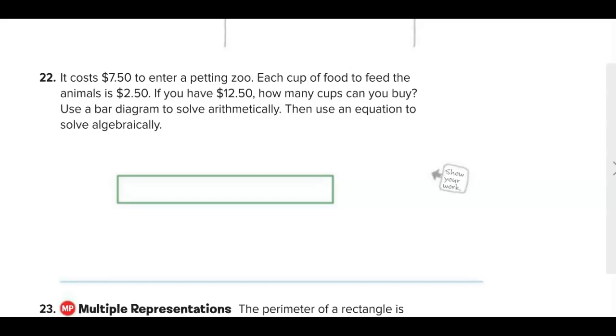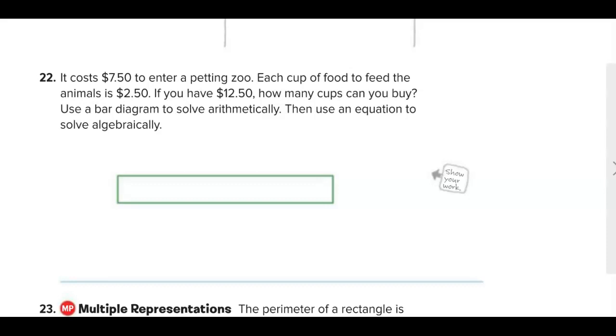So nice job. I am on page 475 in your book, and I'm looking at number 22. It says it costs $7.50 to enter a petting zoo. Each cup of food to feed the animals is $2.50. If you have $12.50, how many cups can you buy? Use a bar diagram to solve.